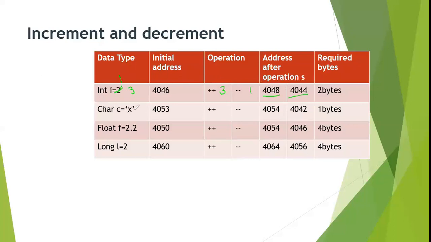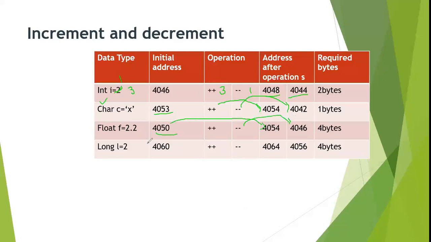Char C equal to x. So the initial address is 4053. In case of character, the data type takes only 1 byte. So plus plus will increment the address by 1 and minus minus will decrement the address by 1. Float 2.2, you know that float takes how many bytes? 4. 4050 was the initial address, plus plus will add 4 and minus minus will decrement 4.